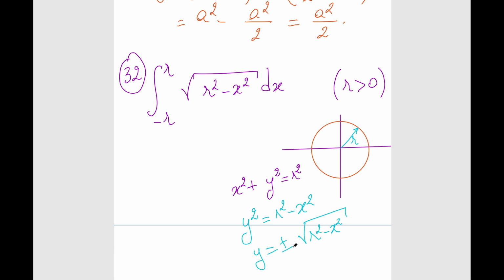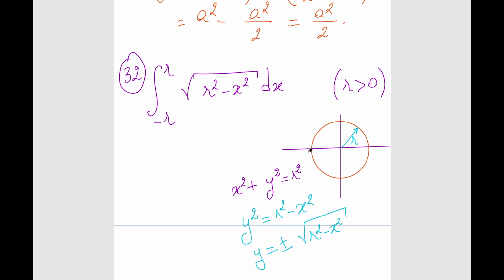So this means we have two functions. There are two functions here that were given implicitly by this equation, and those functions are plus and minus square root of r squared minus x squared, right? There are many other functions given by this implicit equation, but the most conspicuous ones are the plus square root and minus square root.